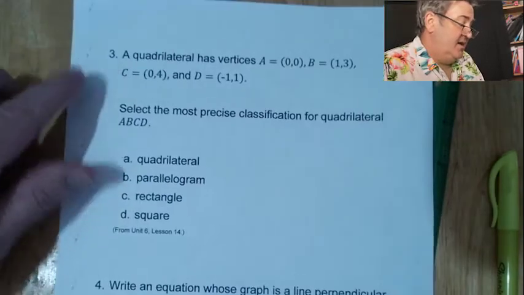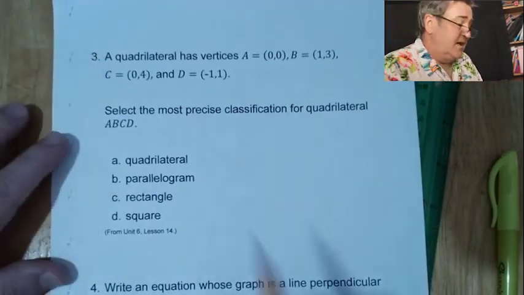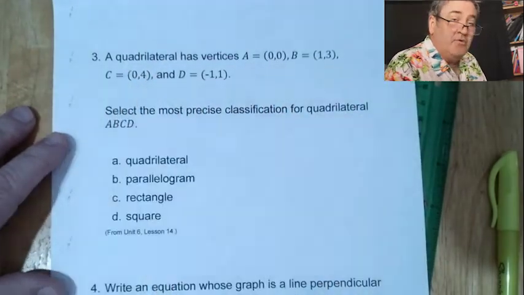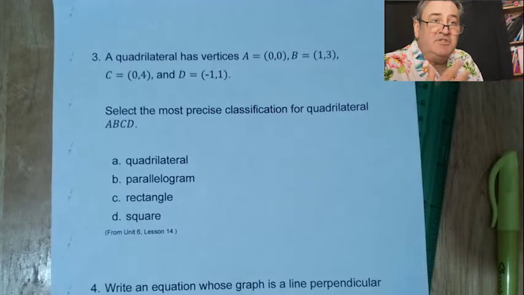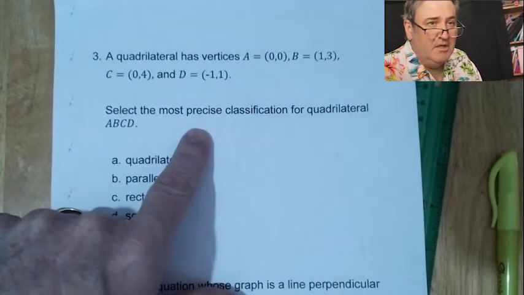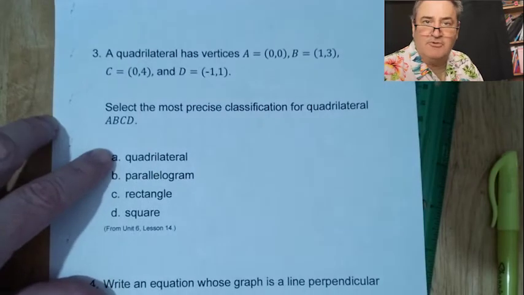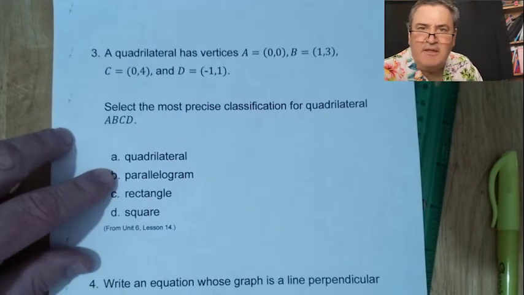Find the midpoint. Here's the problems on here. It gives you the vertices, and this one's obviously a quadrilateral. It's got 4 points, right? So when we connect them, it's a quadrilateral of some shape. But you need to select the most precise classification. All right? Is it just a quadrilateral, or is it also a parallelogram? Right? How would you check that?